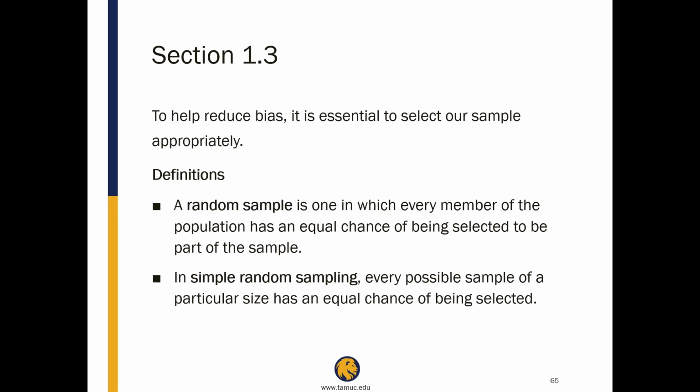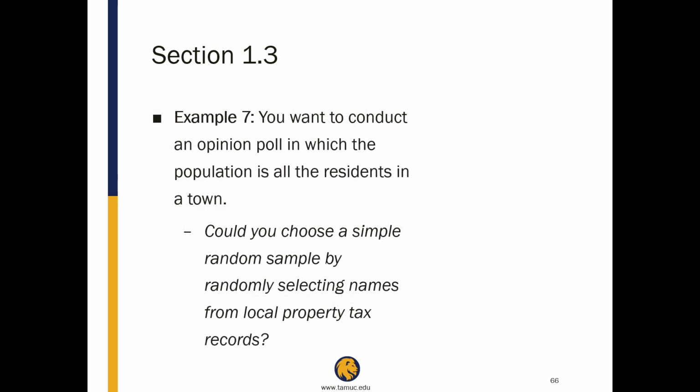And this leads us to what's called simple random sampling, where every possible sample of a particular size has an equal chance of being selected. This is one of the first ways to try to reduce bias. So if it's just random, nobody's going to have a chance to influence the results one way or the other. So that's taken out of the process entirely.